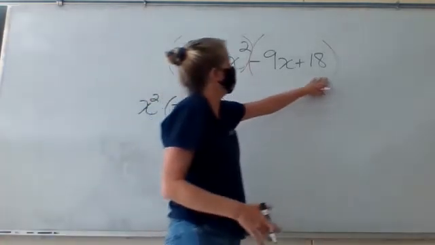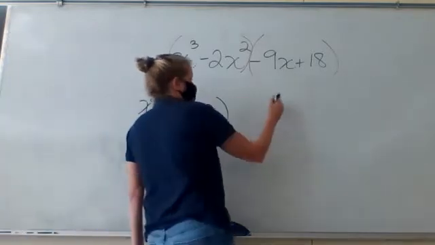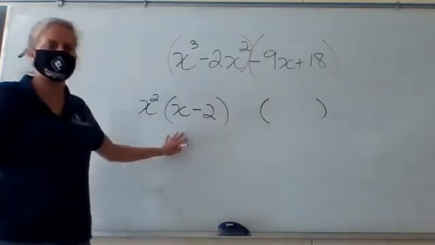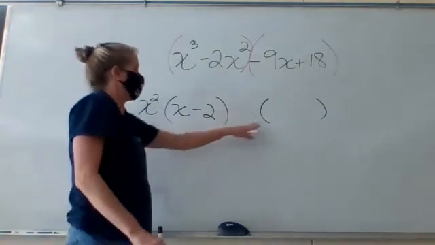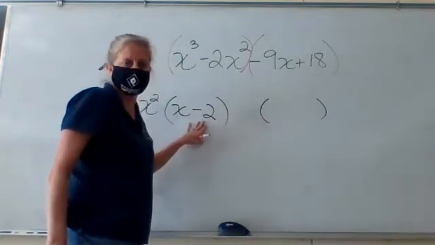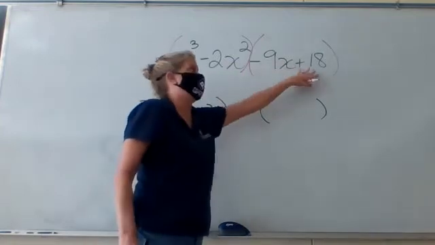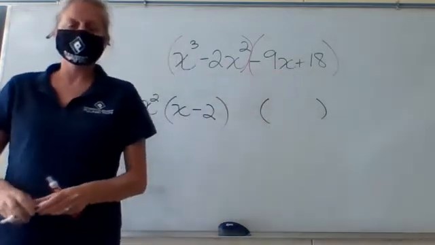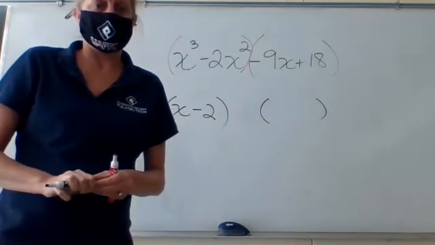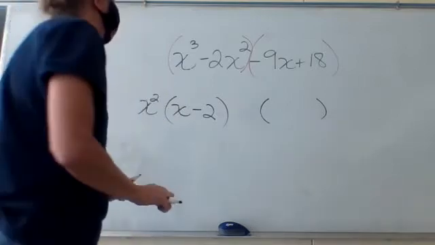Looking at this second group, I'm going to pull something out and put in parentheses what is left, just like I did up here. I want what's left in this parentheses to be exactly what's left in this one. So let's look at my numbers. I have a negative 9 and 18. So 9 goes into both of those, right? That's its greatest common factor. They both divide by 9. That's the biggest thing I can pull out.